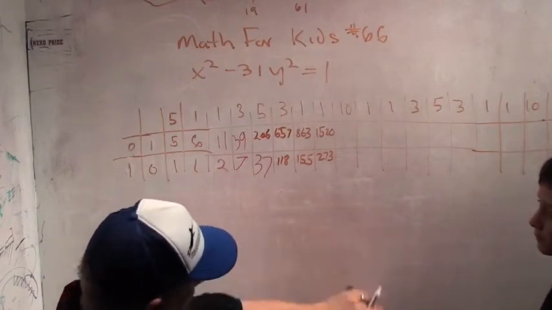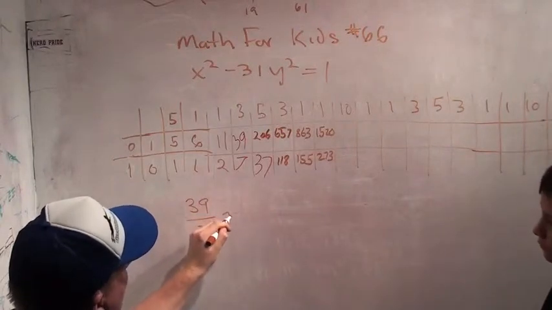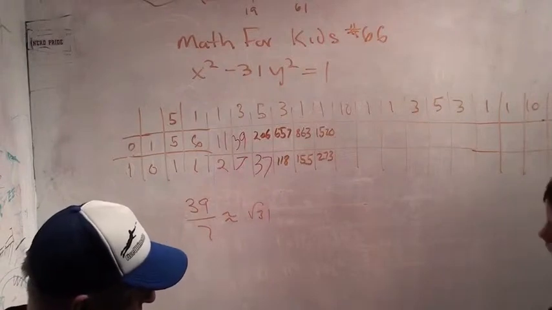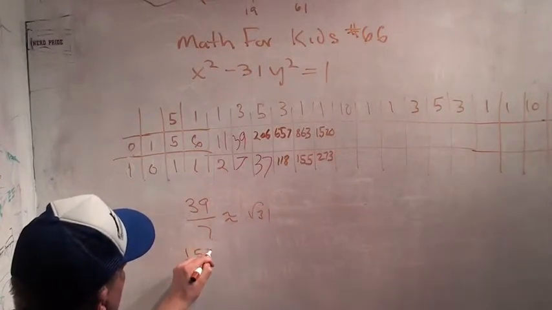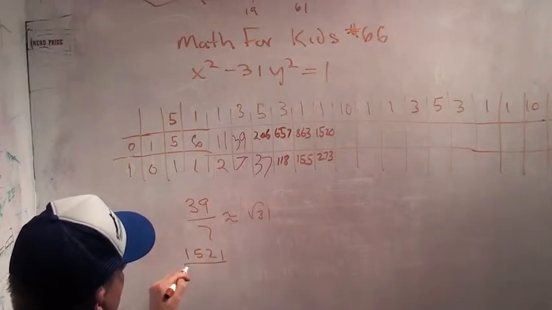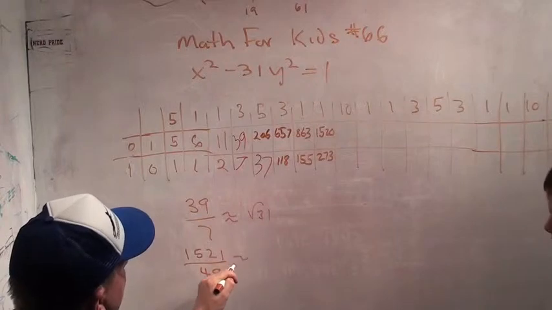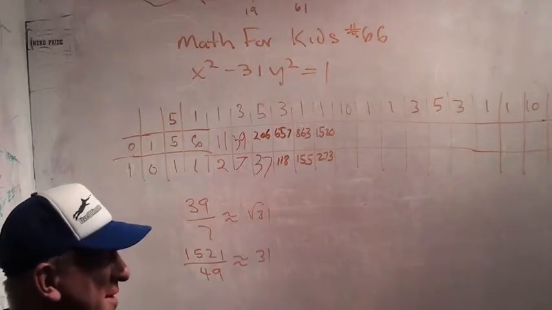Let's try 39 over 7. Let's see what we get. Is 39 over 7 approximately equal to the square root of 31? Well, 39 squared is 1,521. What's 7 squared? 49. Does 1,521 over 49 approximately equal 31? Well, it's hard to say.